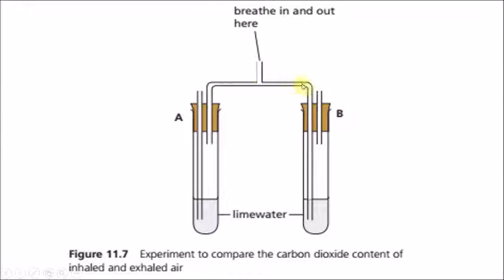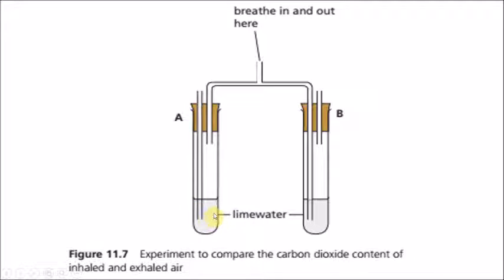But here, in tube B, as you breathe out, air will be pushed through this tube, bubble through the water, and then leave through this tube. And because the air you breathe out has got a lot of carbon dioxide in, this will then go cloudy. So tube B goes really cloudy and tube A doesn't go cloudy that quickly.